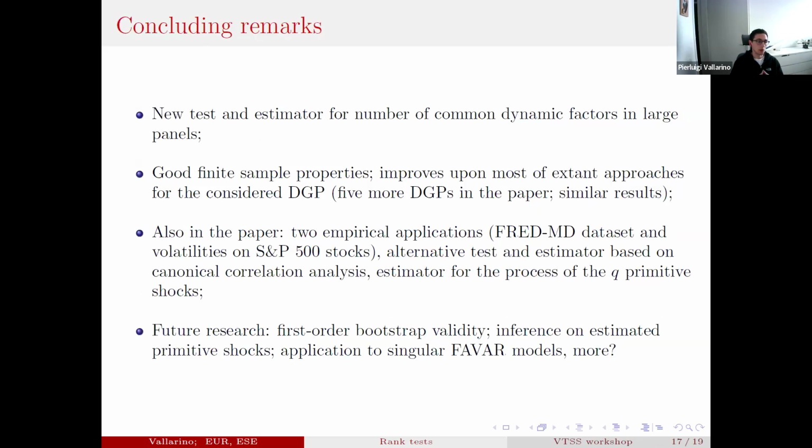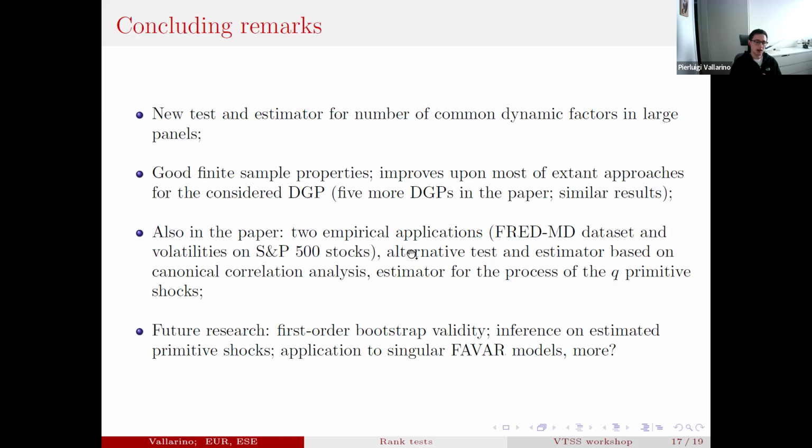So basically, we propose new tests and estimators for the number of common dynamic factors in large panels. We showed that we can find implementations that have good finite sample properties, and we can improve upon most of the excellent approaches for the considered data generating process. In the paper, we also have 5 more data generating processes, and we get similar results. We also consider 2 empirical applications in the paper. One is macrofinancial with the FRED-MD dataset, and one is purely financial on volatilities of S&P 500 constituents.